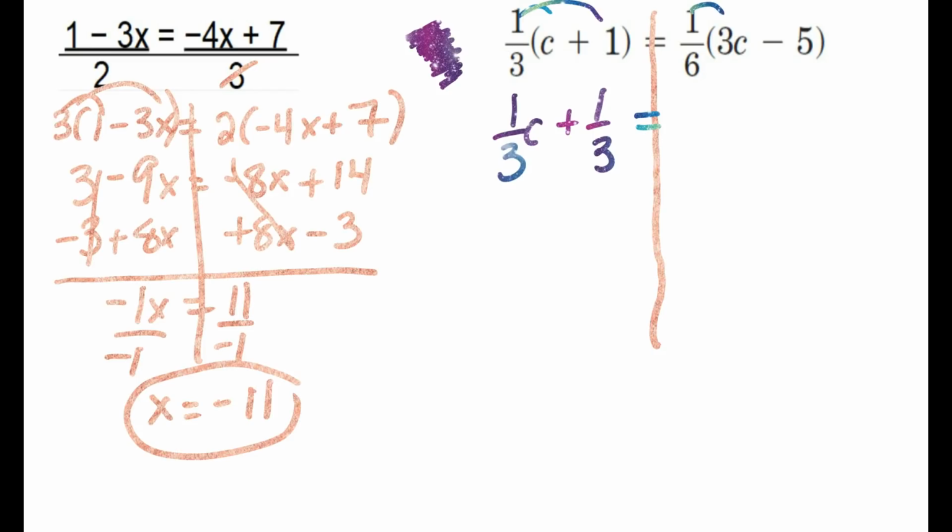All right, so we get 1/3. 1/6 of 3 is going to give you 1/2. And then 1/6 of negative 5 gives you negative 5/6.